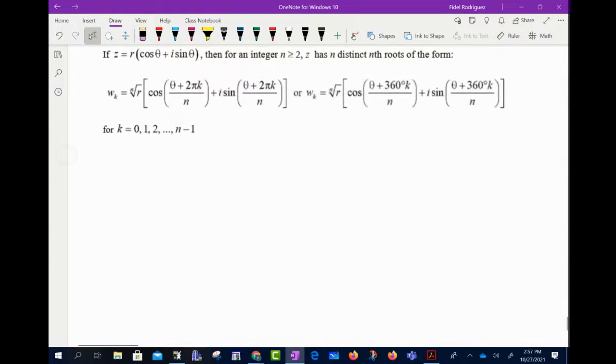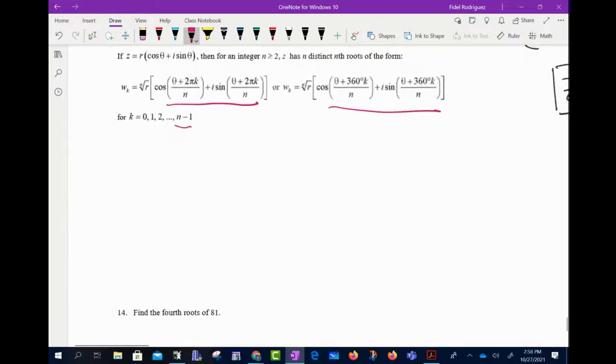So let's take a look. It says w_k is equal to the nth root of r times cosine of... The first one here is for when my angles are in radians, and this is for when my angles are in degrees. We're going to take (theta + 2 pi k)/n, or we're going to take (theta + 360k)/n, where k is equal to 0, 1, 2, all the way to n minus 1. I'm going to explain the idea to you in our first problem here.